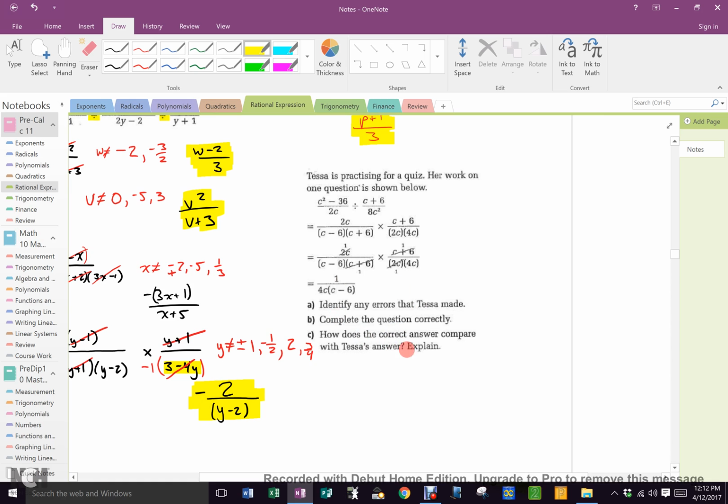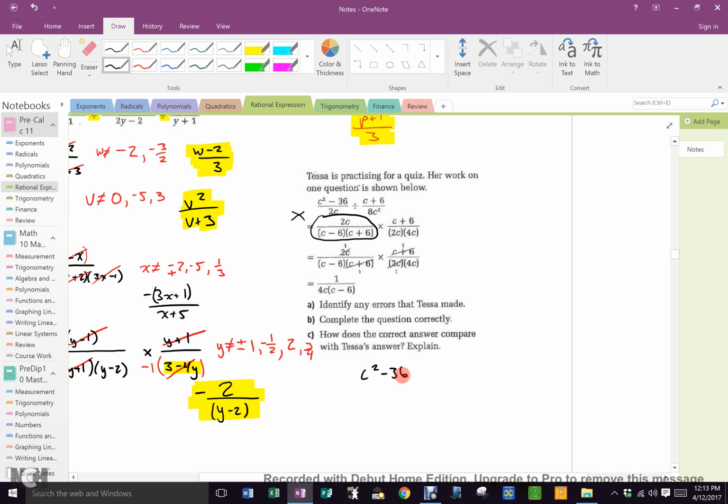Then we come over to here and we fix up Tessa here. So where did Tessa go wrong? Start here. So this is what she started. So the first thing she did was notice that she factored everywhere. But she flipped this guy. That's wrong. She should have flipped this guy, right? Then all our canceling looks pretty good. So let's complete this question properly. We'll write it out first.